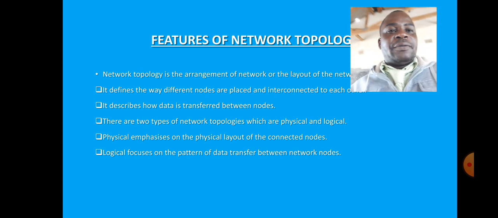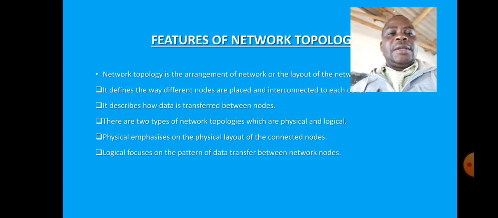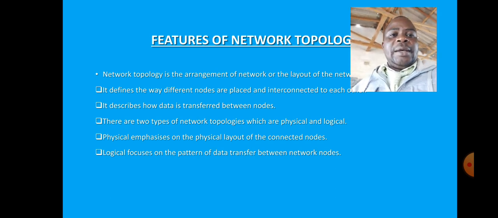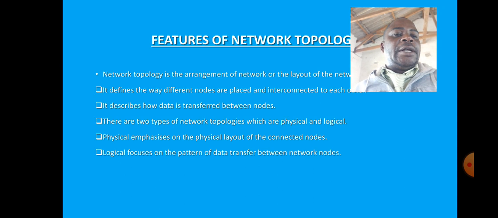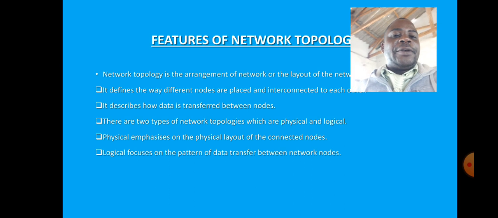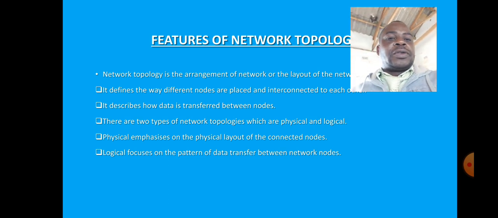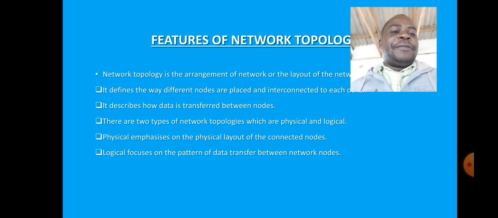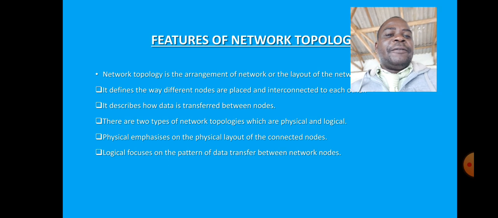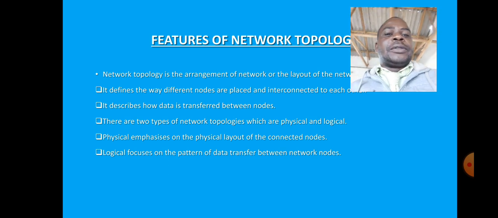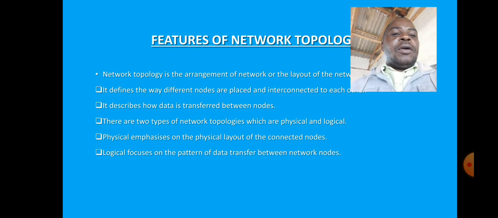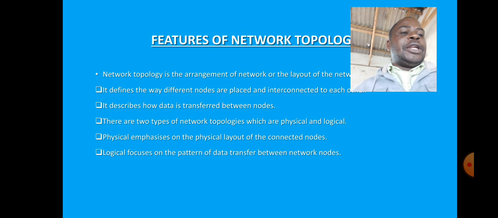On the features of network topology, the term network topology is the arrangement or layout of a network. It defines the way different nodes are placed and interconnected to each other. It describes how data is transferred between nodes. Also, there are two types of network topology, which are physical topology and logical topology. Physical topology emphasizes the physical layout of connected nodes, while logical topology focuses on the pattern of the transfer of data between the network nodes.